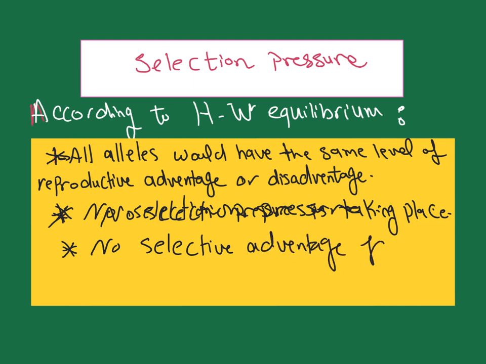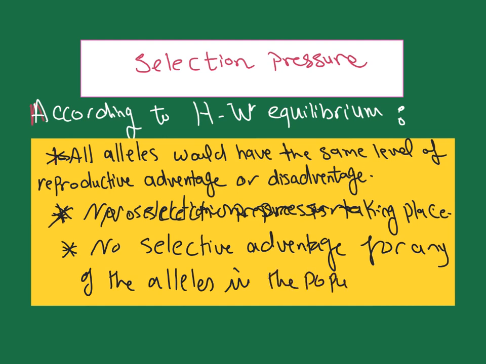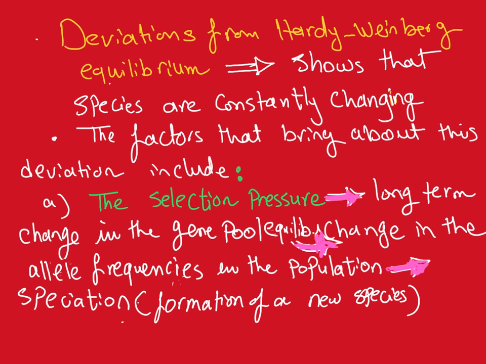No selective advantage for any of the alleles in the population. However, this is not always the case because the equilibrium cannot stand for a very long period of time. So normally the deviation happens from the Hardy-Weinberg equilibrium. This deviation shows that species are constantly changing.